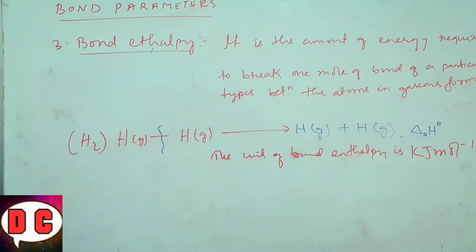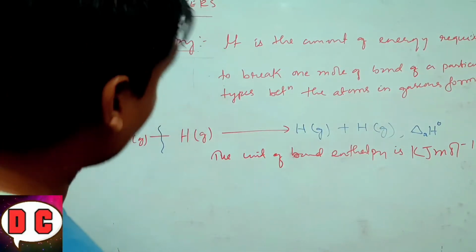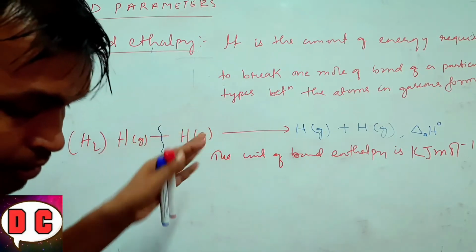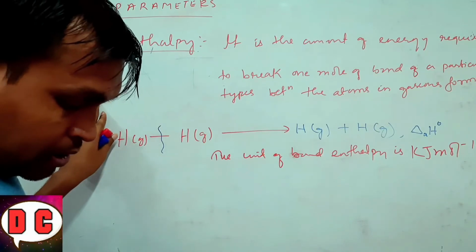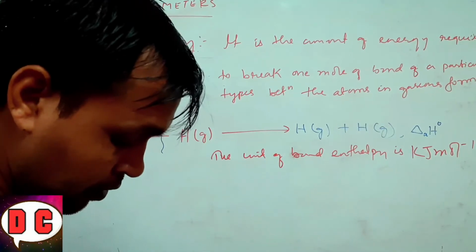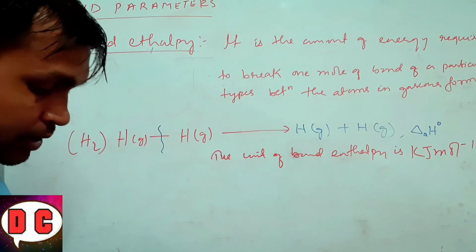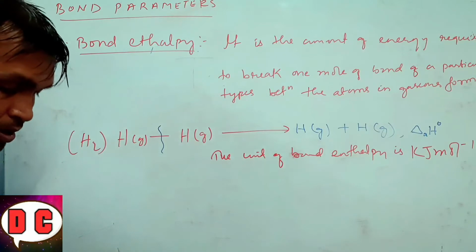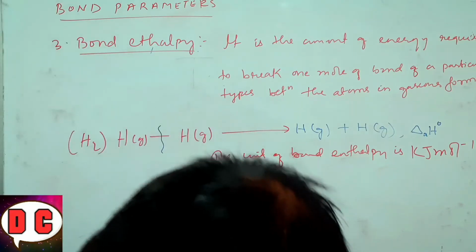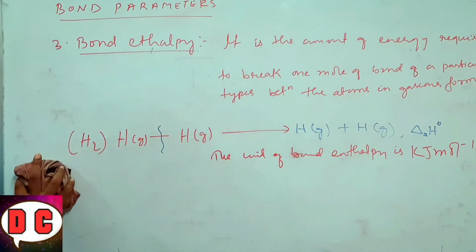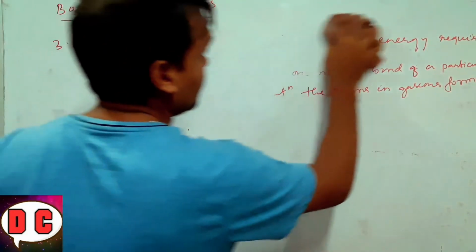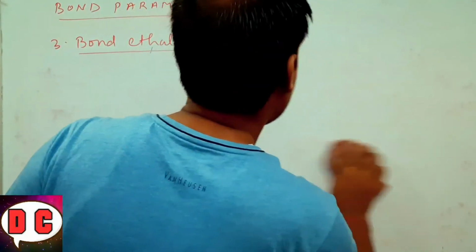Now we are going to discuss the factors on which bond enthalpy depends. This is called bond enthalpy, or we can also call it bond dissociation enthalpy. Hope you have taken down. Now we are going to discuss what are the factors on which bond dissociation enthalpy depends.